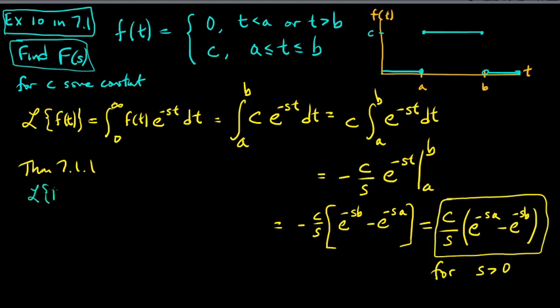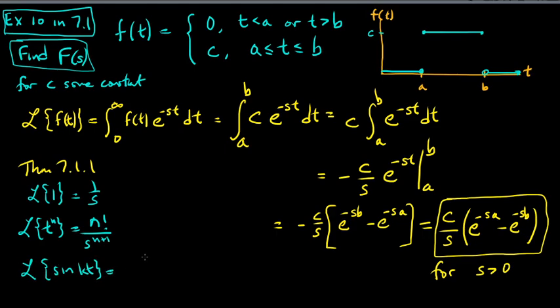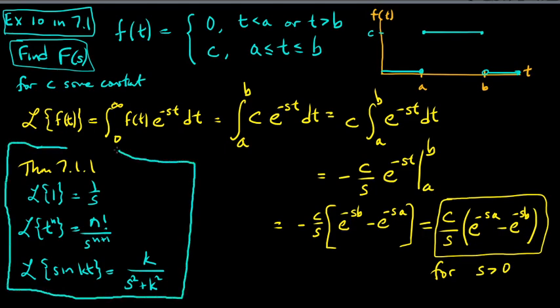So, for example, the Laplace transform of 1 is 1 over s. The Laplace transform of t to the n, right, is, boy, I forgot, n factorial over s to the n plus 1, right? And so on. Remember the one for sine. That's going to be k over s squared plus k squared, and so on, right? We did them already. So the theorem just basically proves them using the definition.